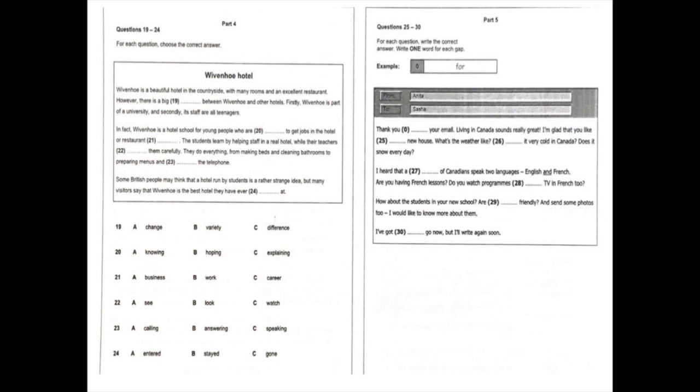So here's an example. We have, let's see, number 19, it would say, "However, there is a big blank between Wivenhoe and other hotels." So we would need to read all 3 options, change, variety, and difference, A, B, and C, and just see which one is the best to go in there.